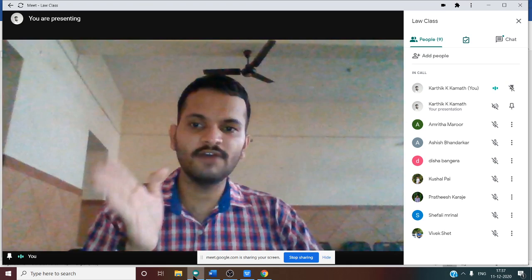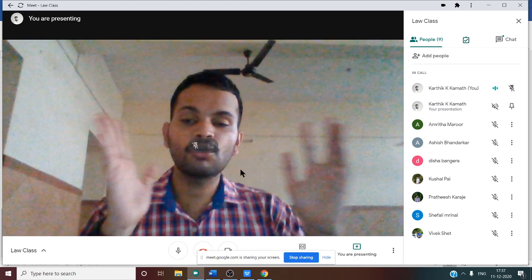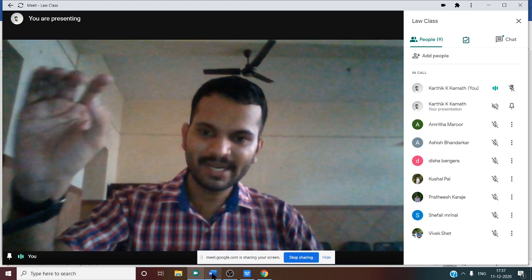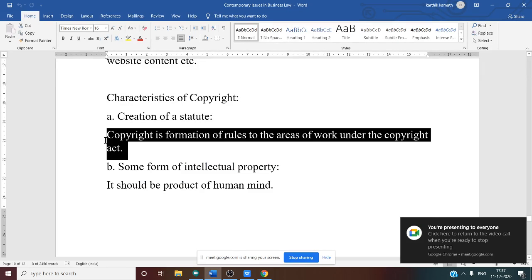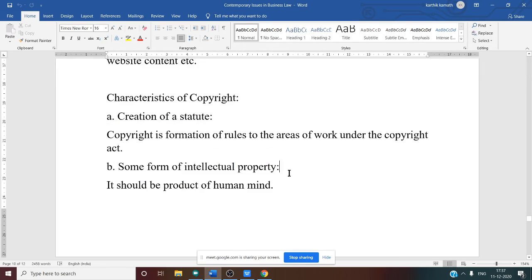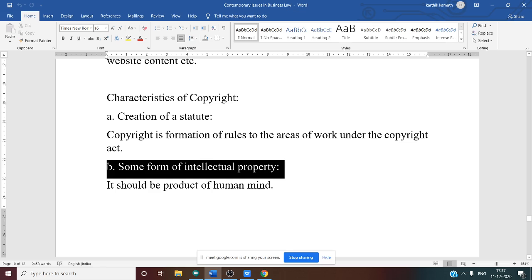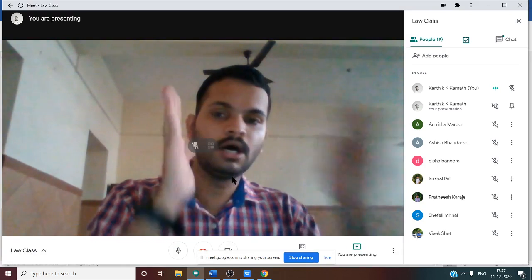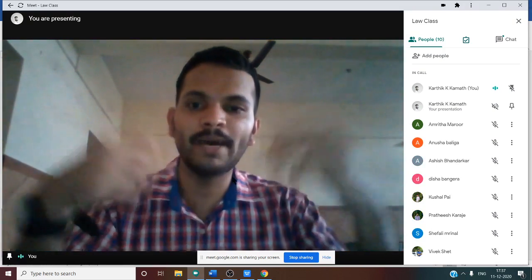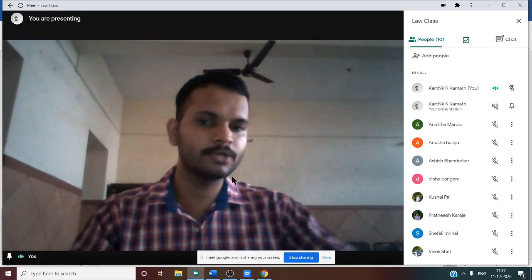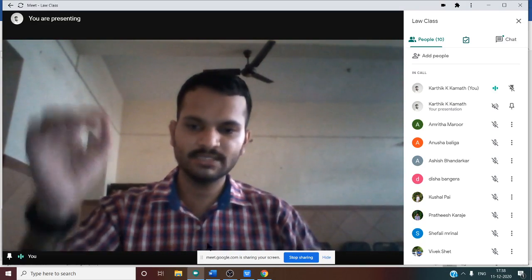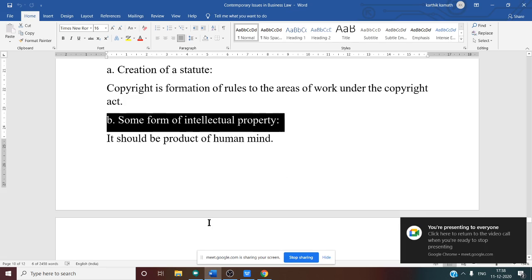So creation of statute means here copyright rules and regulations are governed by the Copyright Act. So there is a separate act for copyright. See this, rules and areas of the works are given under the Copyright Act. Then the second one is some form of intellectual property. So copyright can be given only if it is relating to the creation of the human mind. If it is not related to the creation of the human mind, then you cannot ask for copyright. So that is one more feature. It should be a product of the human mind.